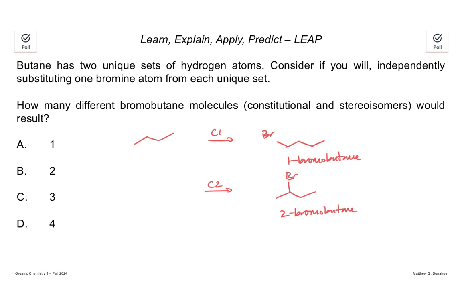But we further recognize that carbon 2 is a stereocenter. So then we can really draw that as the R and the S enantiomers. So overall, we would end up with 3.